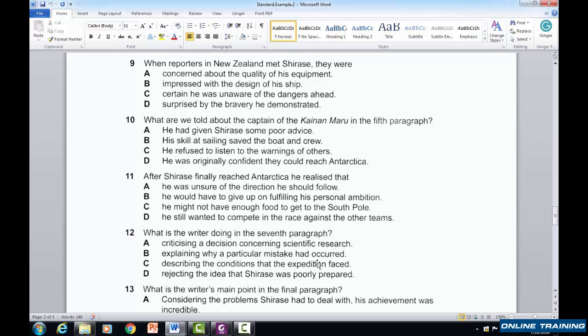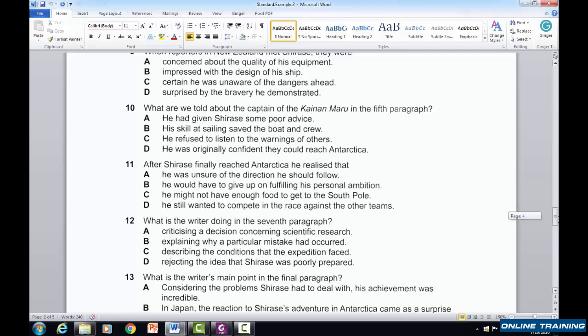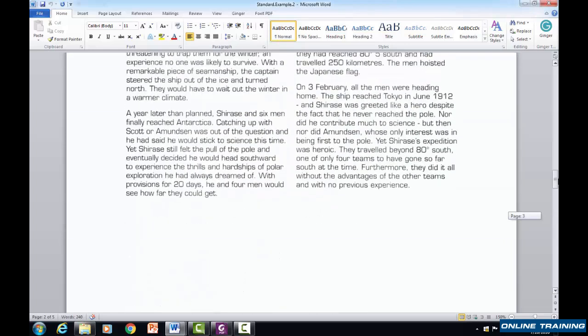And then it talks about the weather dropping and what they had to do. So they're talking about the conditions that they faced, not having enough provisions or food for just 2 days. So that's what we have for number 12, they're describing the conditions that the expedition faced. And then for our last one, for number 13, what is his main point in the final paragraph?